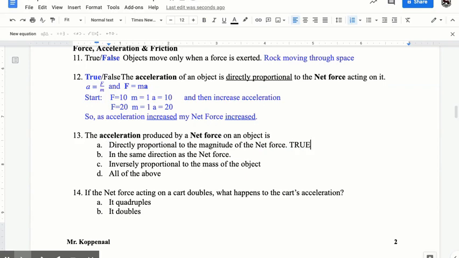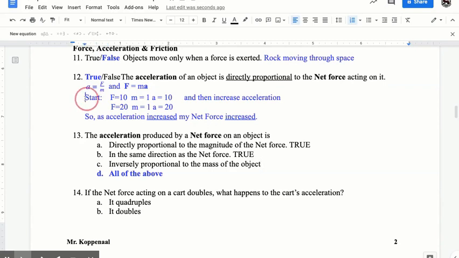In the same direction of net force, yes, of course. I mean, remember, if you have net force going to the right, you have acceleration going to the right. True. So again, I want to say D, all the above, but I'm a careful test taker and I'm going to make sure that C is also true. Inversely proportional to the mass. Okay, interesting. Remember, inverse means the opposite of what we were just talking about.